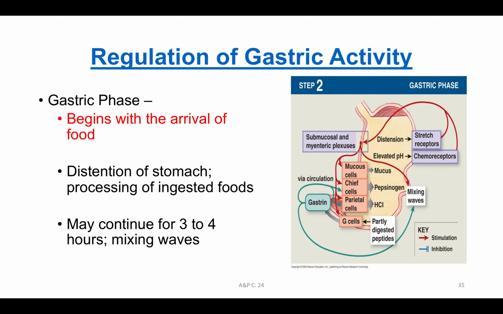Then the gastric phase begins when food reaches the stomach. It's going to cause the stomach to push down a little bit and start to process that ingested food. This takes a little longer, about 3 to 4 hours. It's mixing up that food with acids and enzymes to produce chyme.